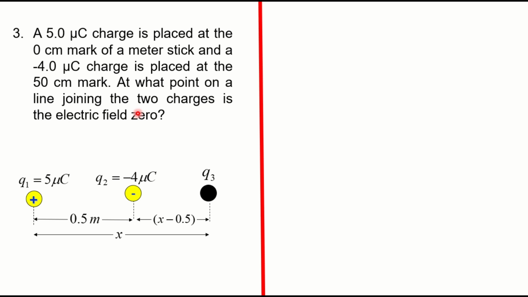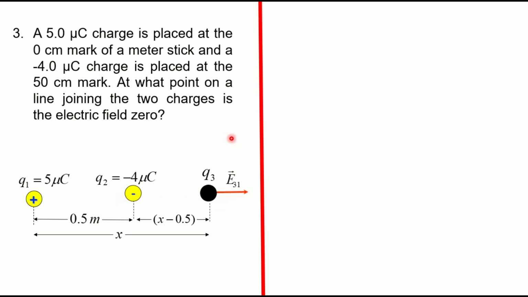Just now we were discussing electric force, electrostatic force. Now we talk about electric field. For the electric field to be 0, we have to place another charge closer to Q2, closer to the smaller charge. The other charge should be closer to the smaller charge. That way the fields can cancel each other off.